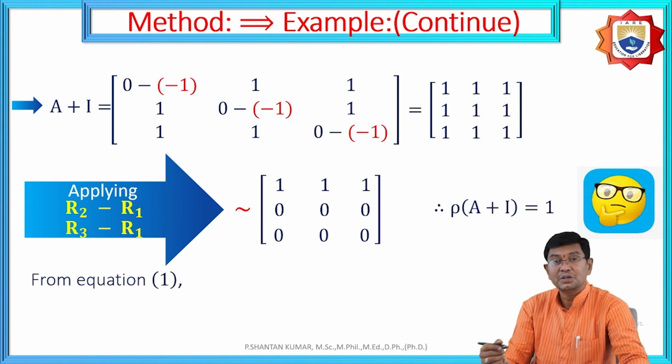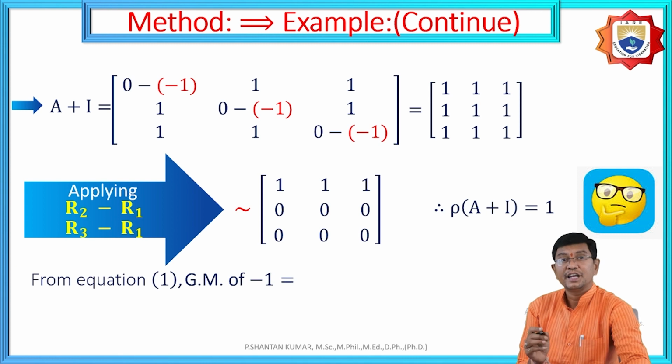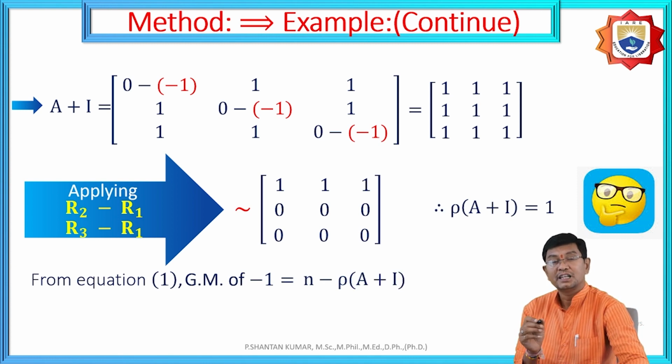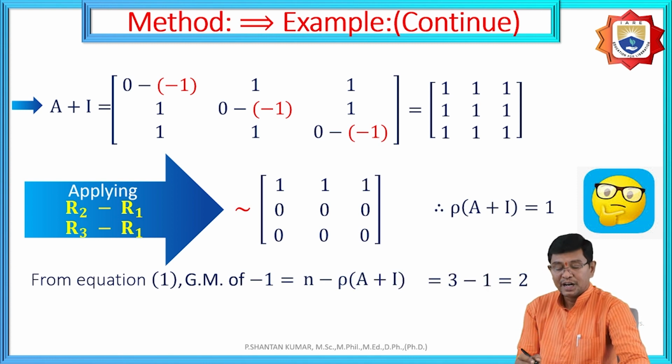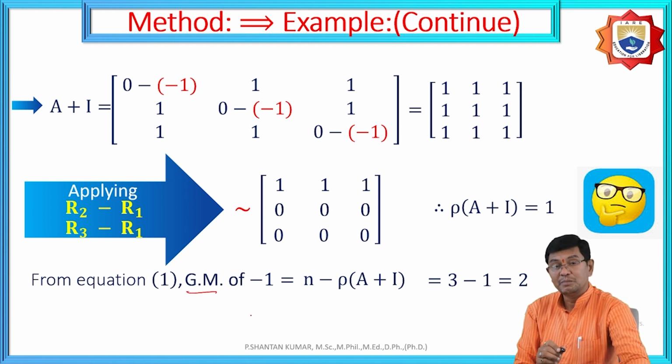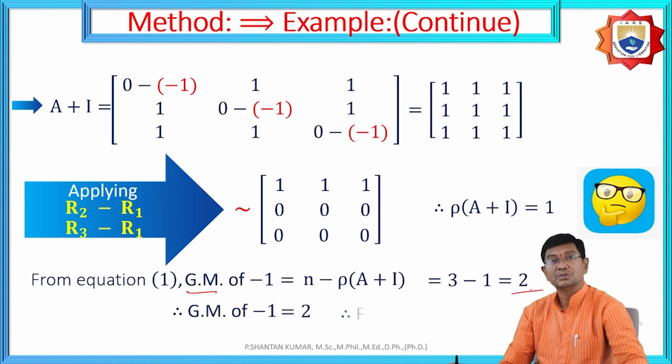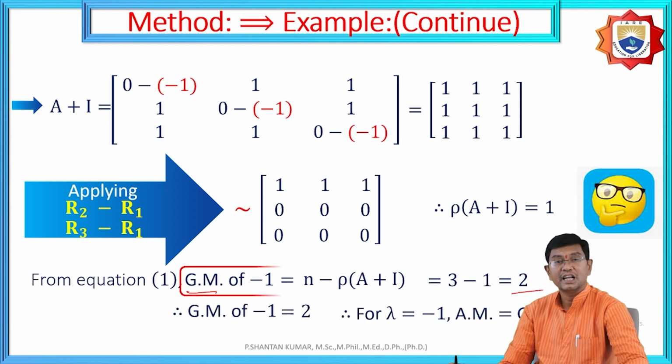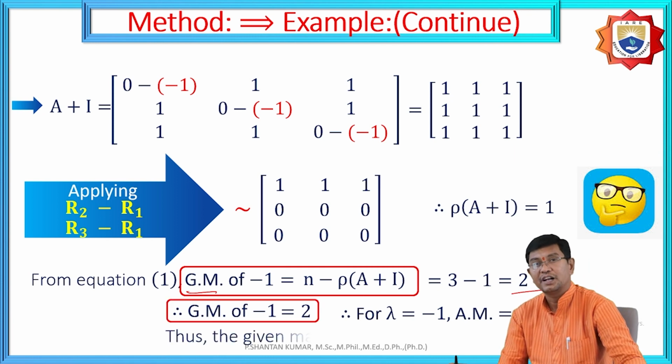That means n is 3, and 3 minus 1 is nothing but 2. And here the conclusion: we already identified AM as 2, and here GM is also 2. Therefore AM is equal to GM. Therefore the matrix is clearly diagonalizable.